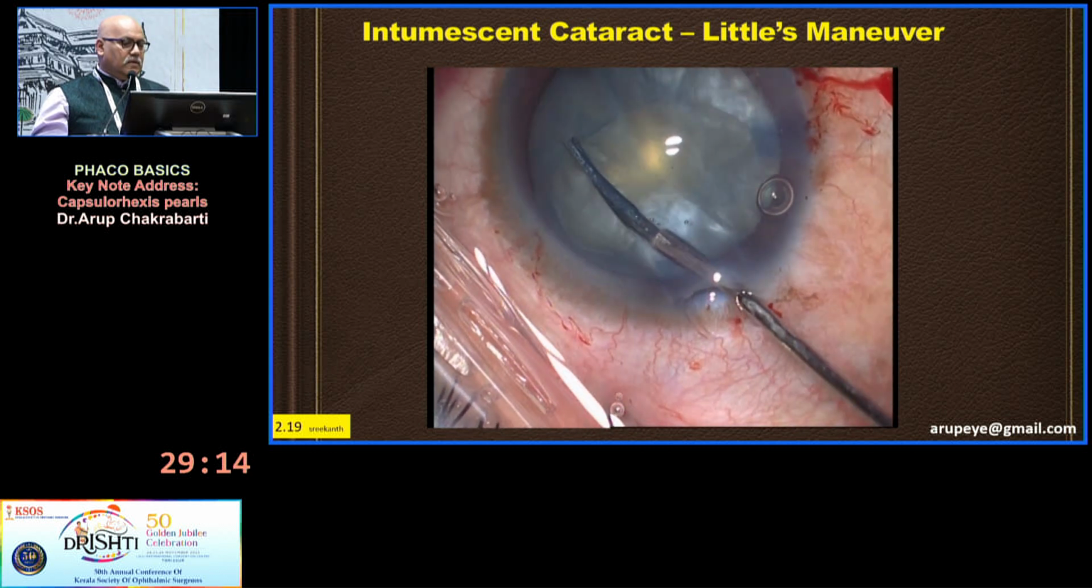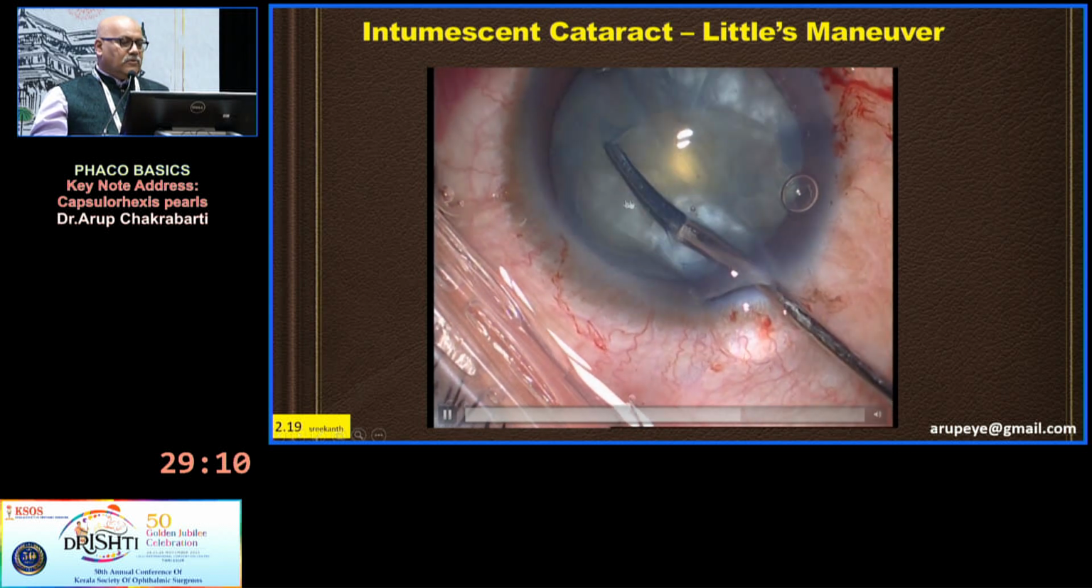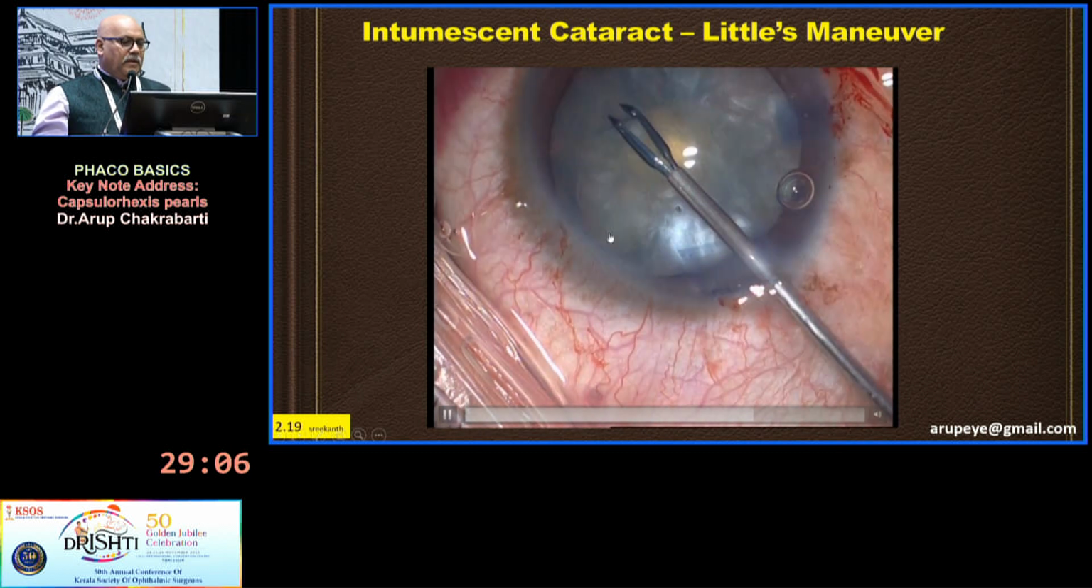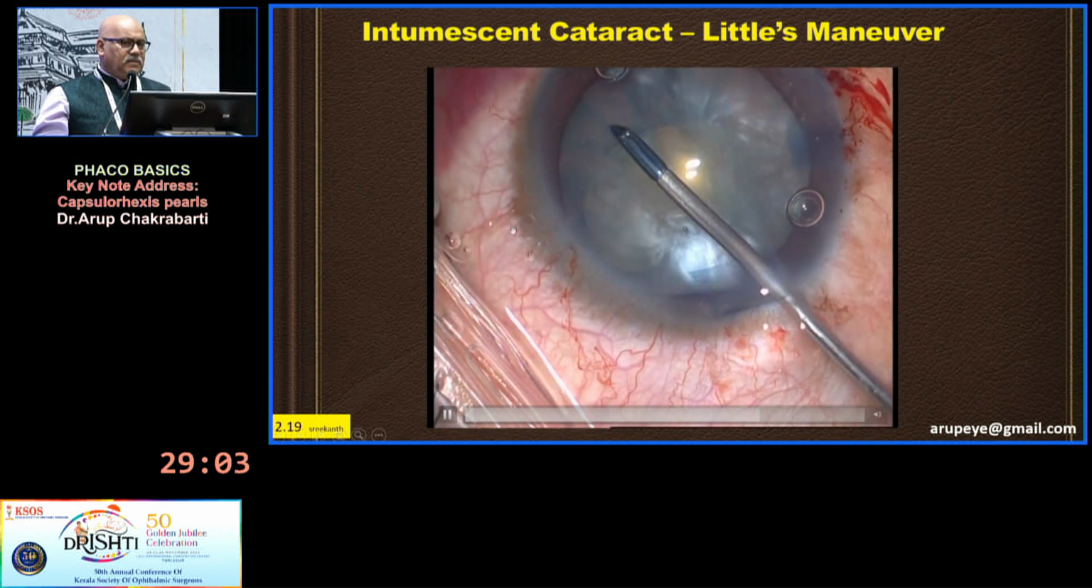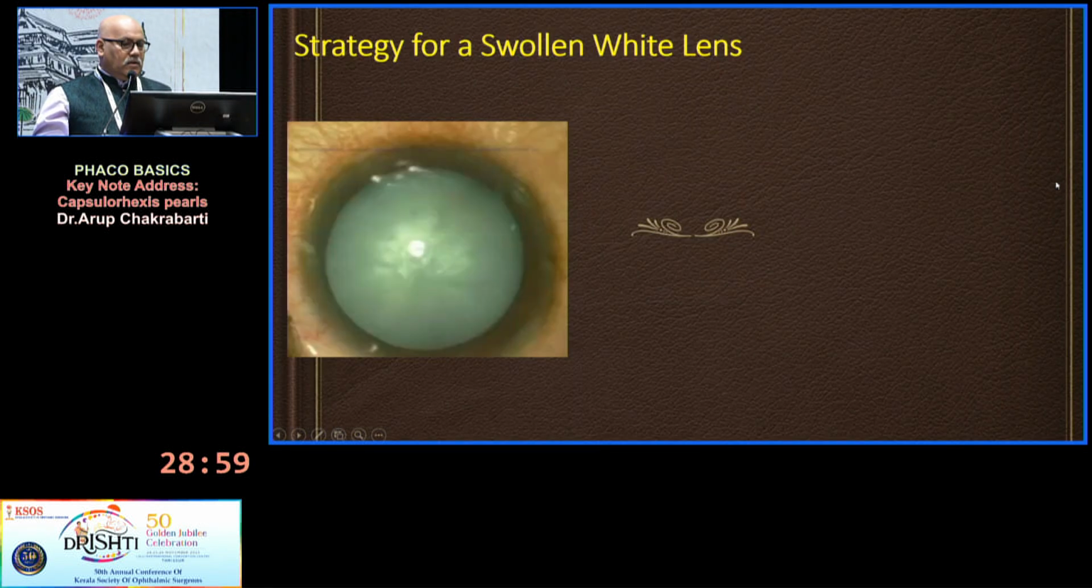Capsulorhexis. So again, this is an odd hourglass shape rhexis that had happened. And so this time I took the microrhexis scissors and then the forceps, and then it went off pretty well. So the Little technique is something that we need to be really familiar with.